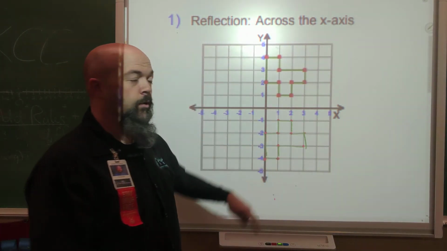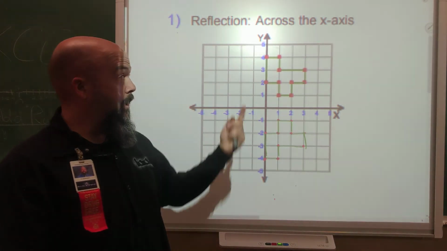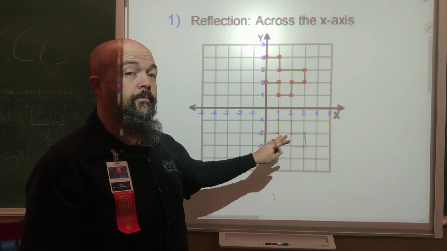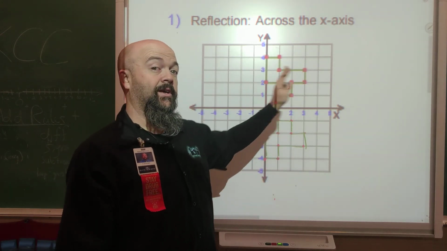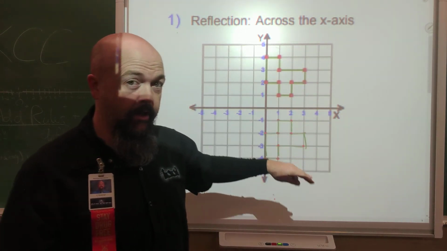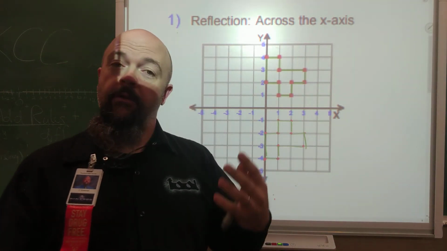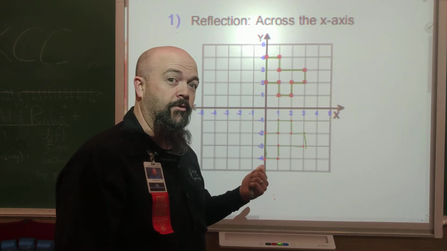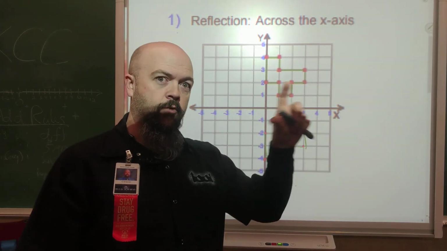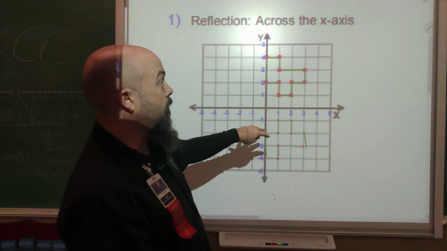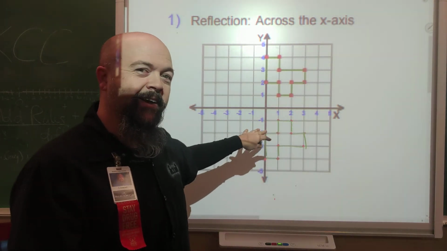Again, follow the rules. Reflecting across the X, we keep the X, we change the Y. Reflecting across the Y, we keep the Y, we change the X to the opposite. Simple as that. There's 5 more of these for you to work on your own. Cami, you can do the same exact thing. Drop the dots, draw the lines, recreate the shape. Hopefully a lot easier than the board just worked with me today.